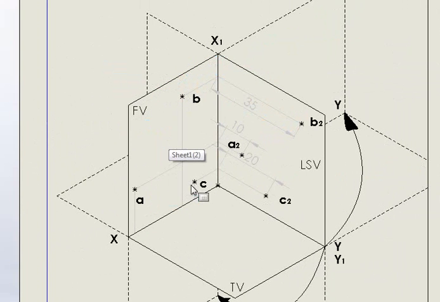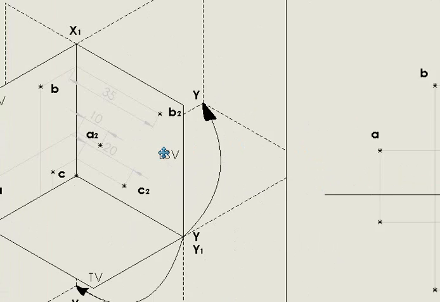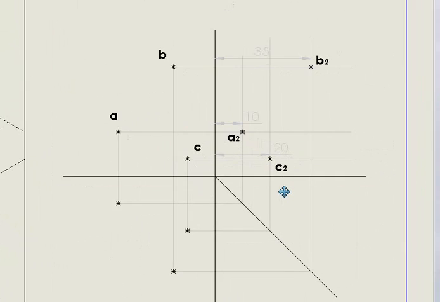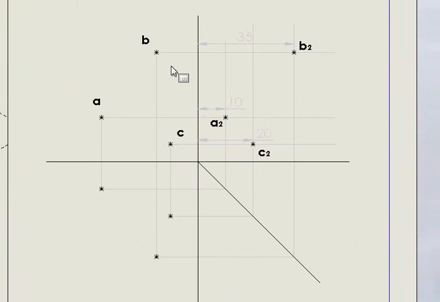Okay, now that I've plotted those points on my 3D shape via dimension, I'm now going to go ahead and find the exact same point in my left side view. So let's go across to my left side view on this side over here. Please remember that when we deal with the left side view, these lines have to be orthographically correct.